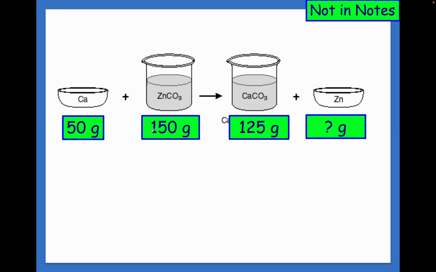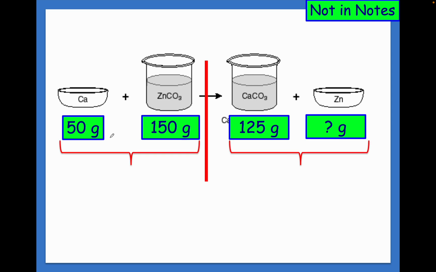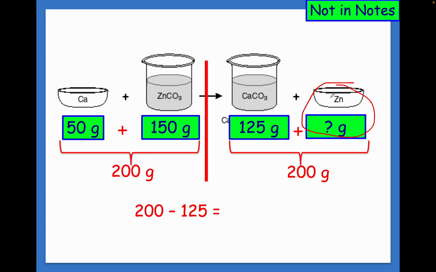So 50 plus 150 will be 200. And then 125 plus an unknown amount must also be 200. So by simple subtraction, we can figure out the mass of zinc that's right here. Since this one has to be 200 overall, and 125 of it is calcium carbonate, then zinc must be the stuff left over. So 200 minus 125 will be 75 grams.